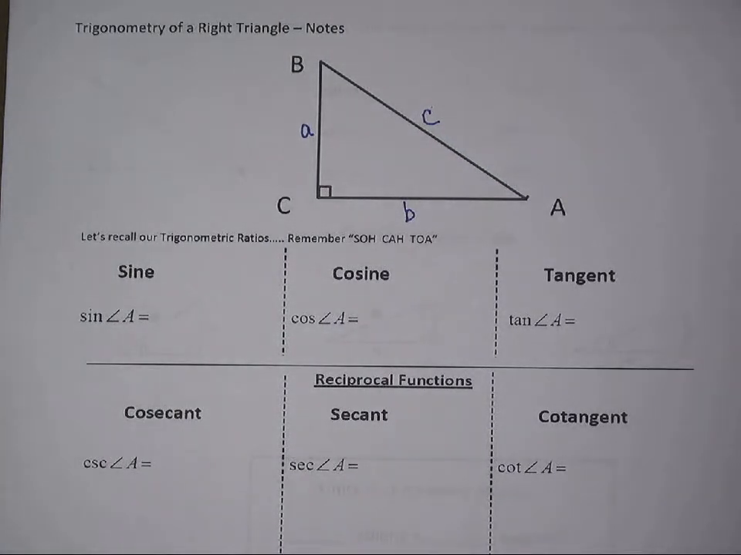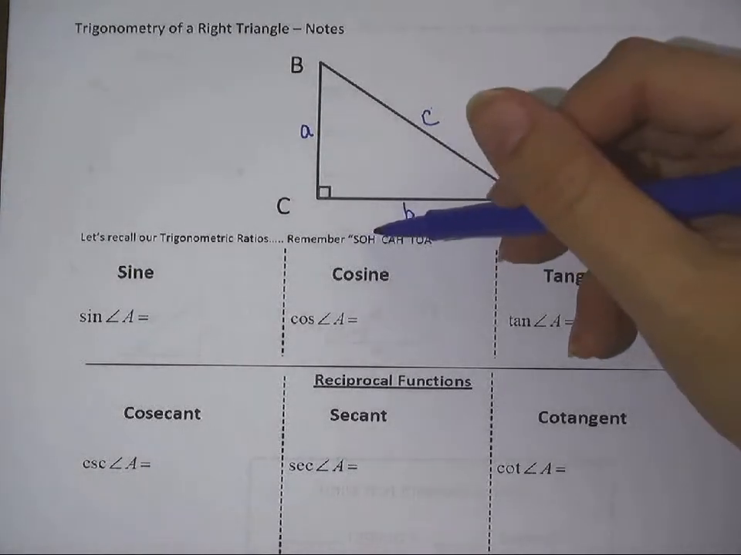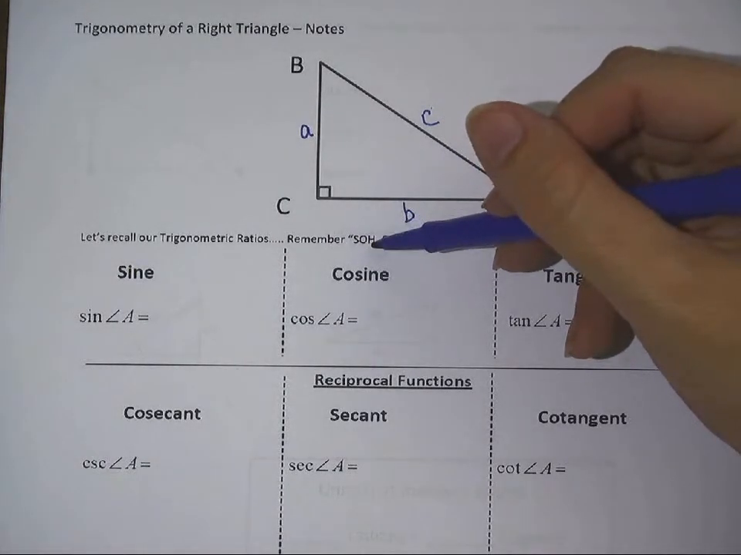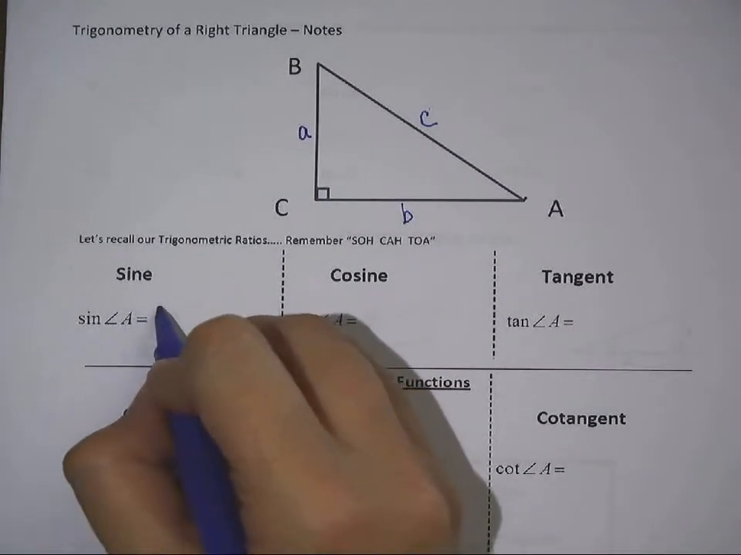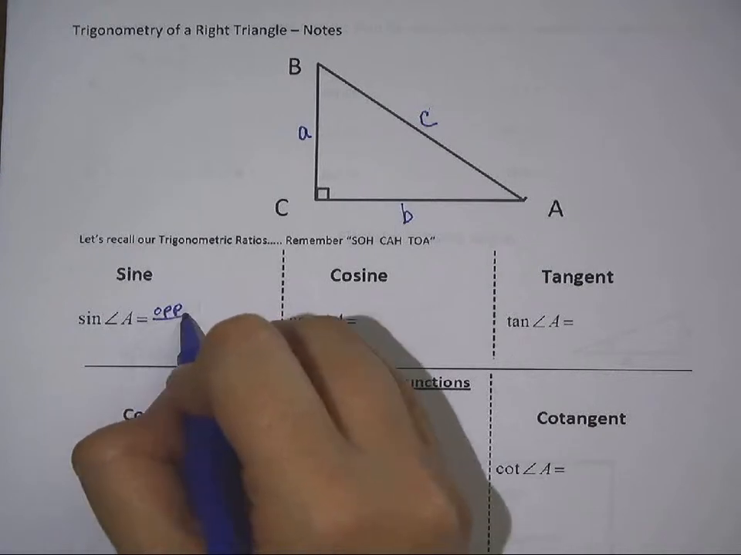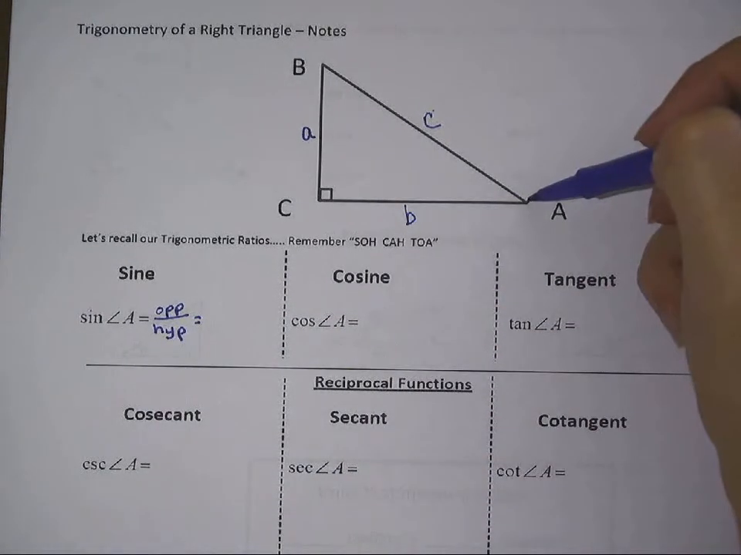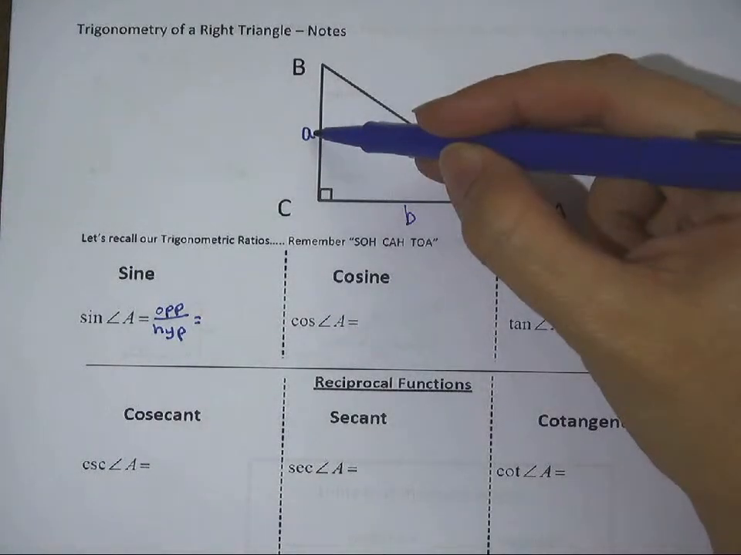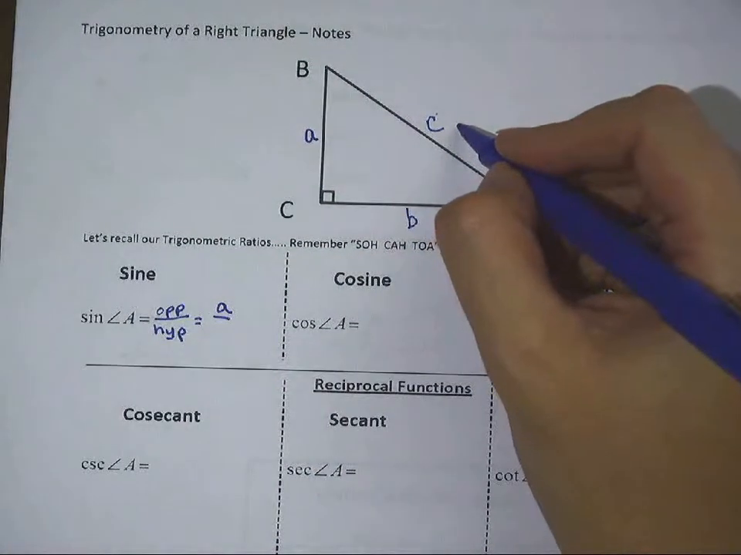Okay, now we're going to remember our SOHCAHTOA. The first part is sine is opposite over hypotenuse. So I'm going to write that down right here. Sine of A is opposite over hypotenuse. So looking at our triangle, the side opposite of A is this one, side A. And the hypotenuse is C.